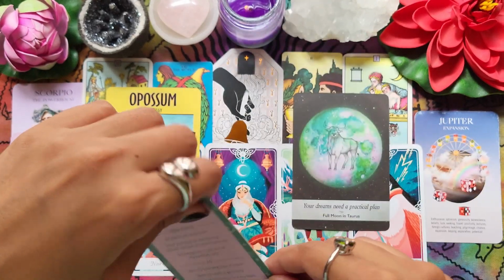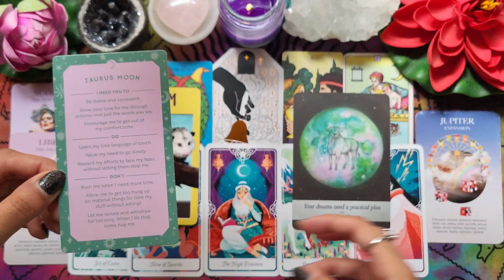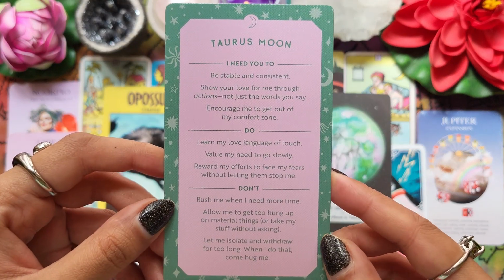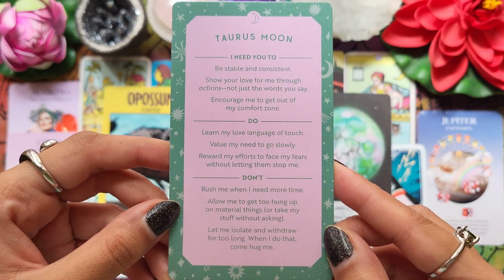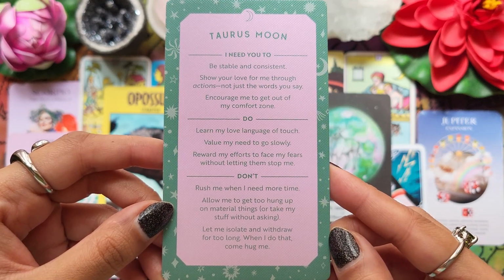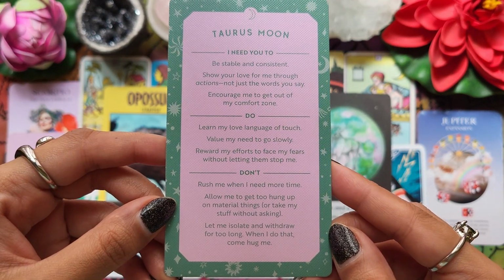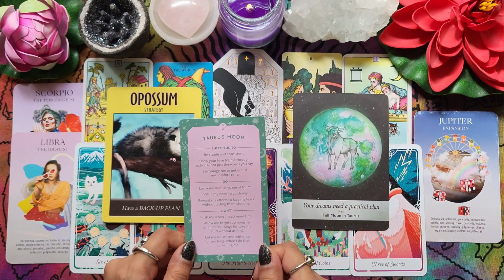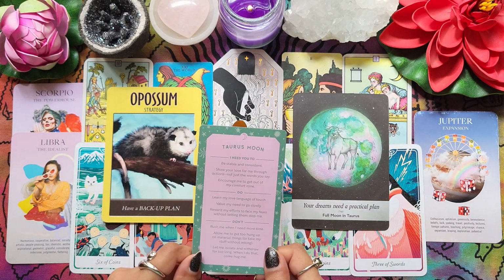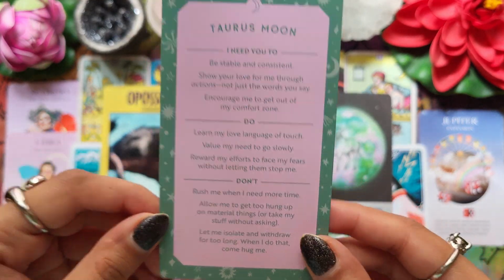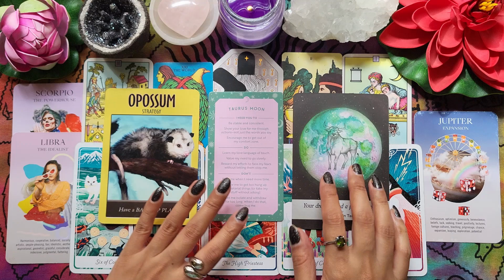Final card for you is, we have Taurus moon. So Taurus energy keeps on repeating. Interesting. With Taurus moon, I need you to be stable and consistent. Show your love to me through actions, not just the words you say. Encourage me to get out of my comfort zone. So see, you need to see actions. Don't just believe people's words. And be stable and consistent. So maybe there's some inconsistency. You can read the whole thing. Okay, read the whole thing, take that advice.